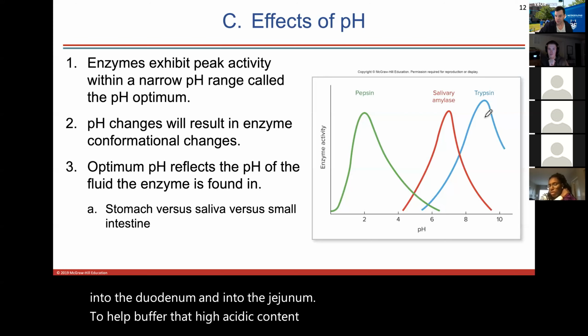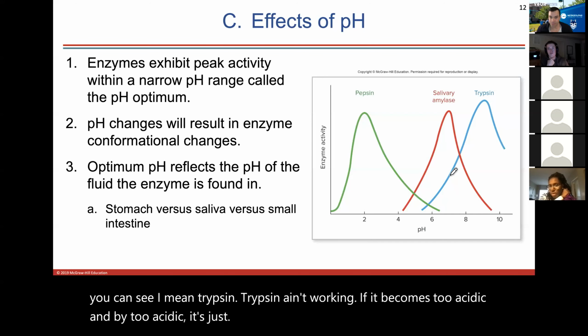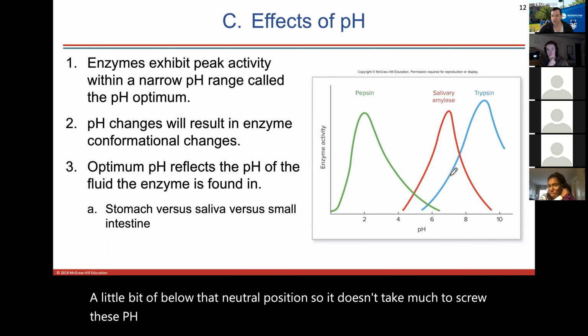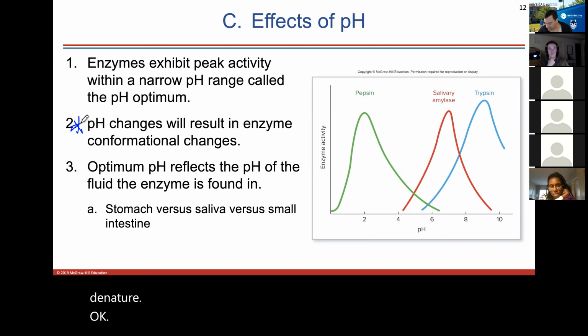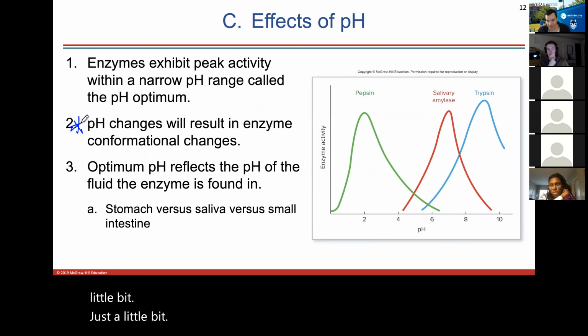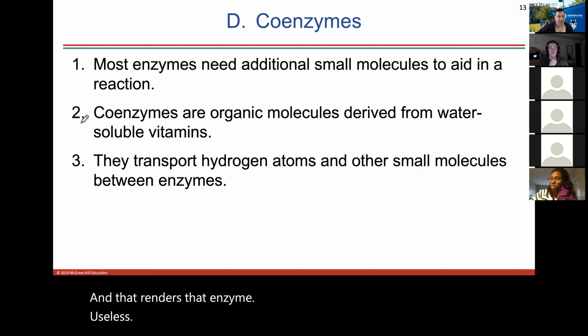Because if it's too acidic, you can see trypsin isn't working. And by too acidic, it's just a little bit below that neutral position. So it doesn't take much to disrupt the pH balances that these enzymes function within. Again, they denature. And when they denature, the active site changes just a little bit, and that renders that enzyme useless.